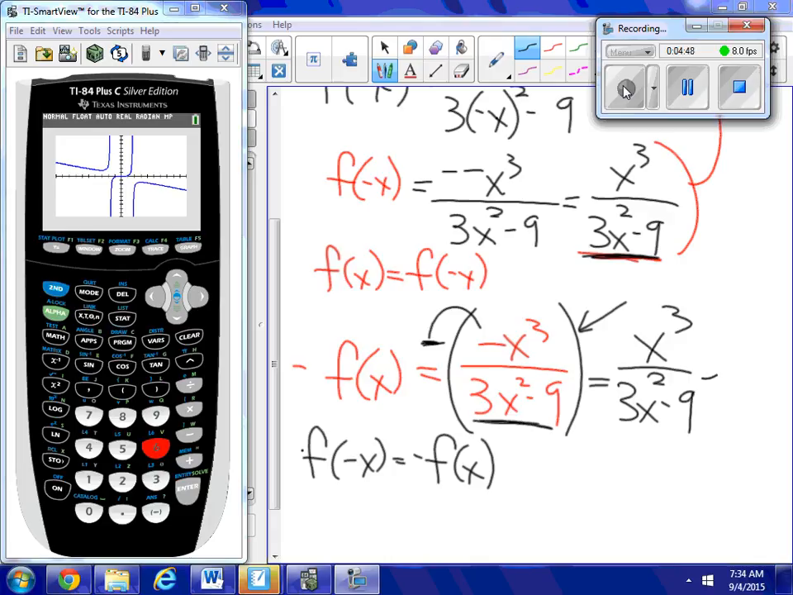And sure enough, these two things are equal. F of negative x is equal to negative f of x. So this function is odd. And that's the way that I show it algebraically.